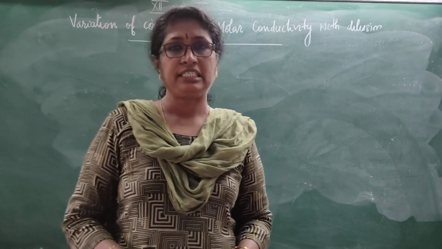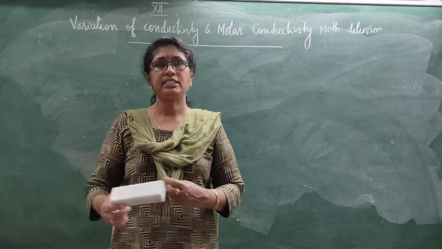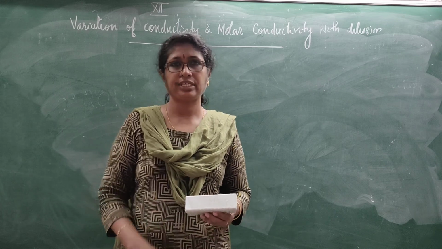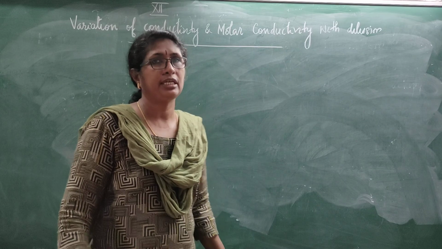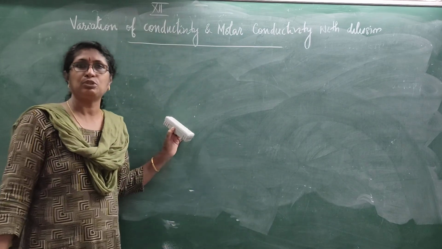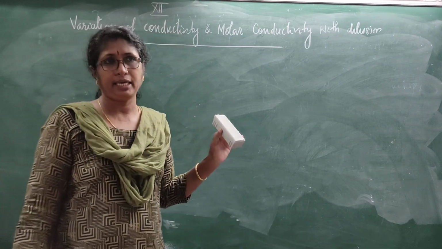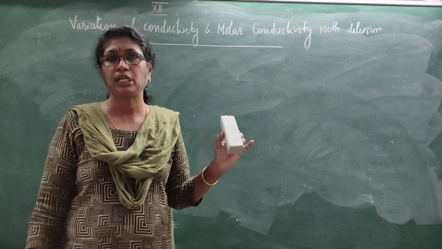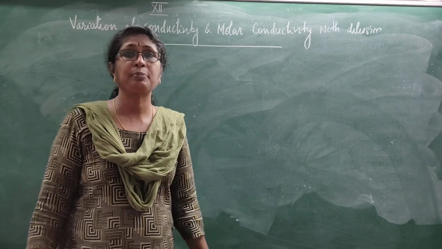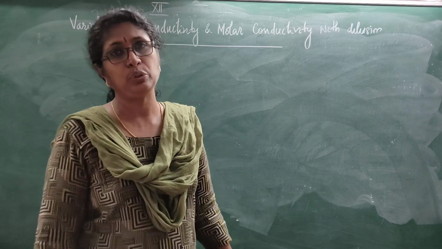Now what is conductivity? Conductivity is the ability of a substance to conduct electric current. And this conductivity of a solution, K, as we have studied, is equal to 1 by R into L by A. This conductivity of a solution is directly proportional to the number of ions present in the solution.